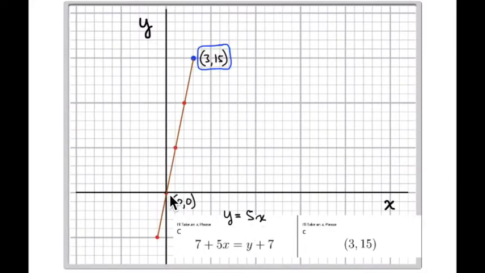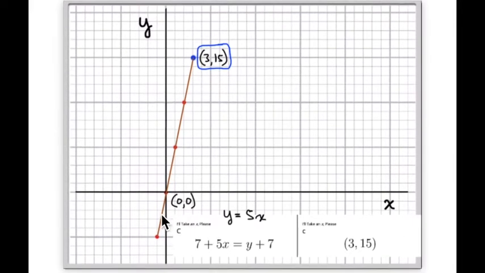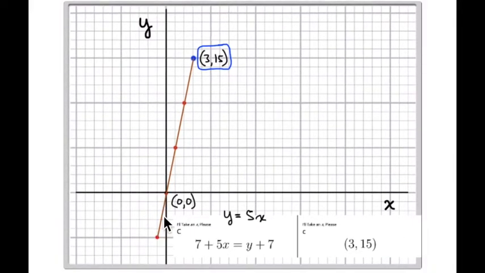So place a point at the origin, move over 1 in the x direction, up 5, over 1, up 5, over 1, up 5. You get to this point, (3, 15), which is on the line. That's the point that we started with. And also you can move in the negative direction 1 unit and down 5 units. So it's -1, -5. So this is the correct line. Everything seems to make sense.